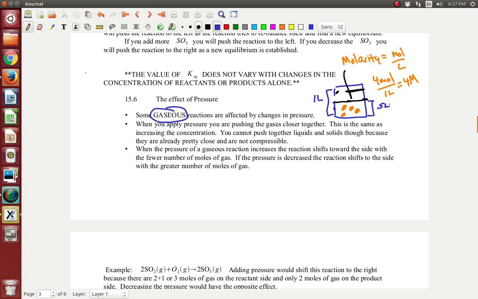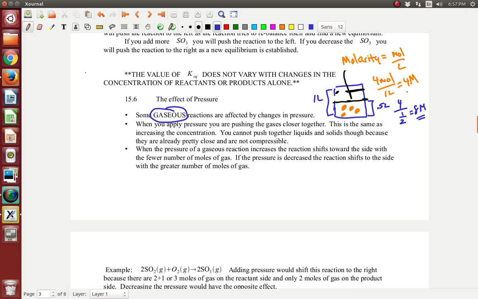Well, I still have 4 moles, and I have 4 moles in 1/2 of a liter, so when I solve that, I end up with it being 8 molar. It's twice as concentrated because I pushed it down. So when I increase the pressure on a gas, it's like increasing the concentration.